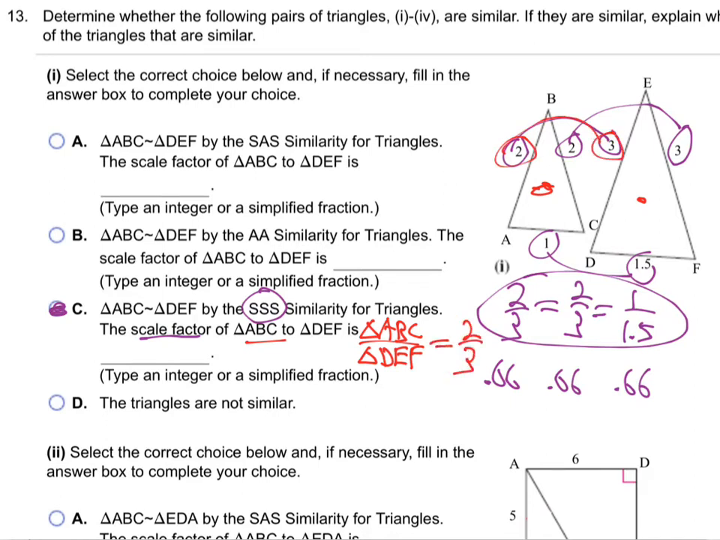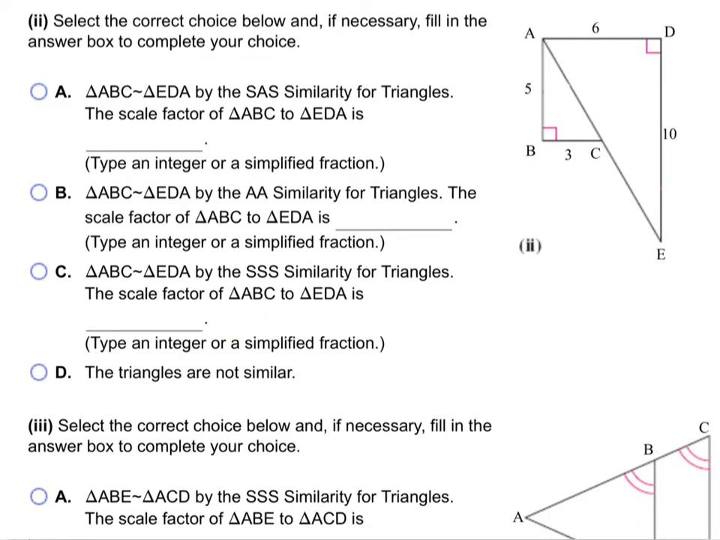You just take one side over the other. 2 over 3. That's that 0.6666. Same ratio all the way through, right? Even 1 over 1.5. But that's not simplified. We don't want decimals in the middle of fractions. That's not simplified. So 2 over 3 is the scale factor of the small triangle to the big one. The small triangle is 2/3 as big as the big one.